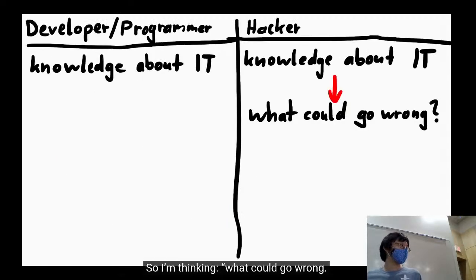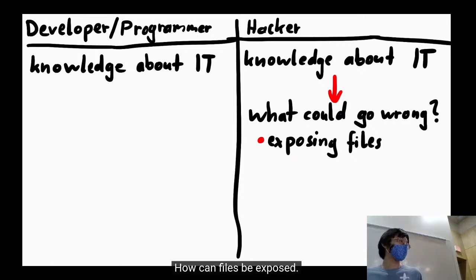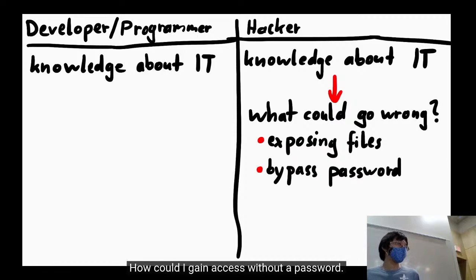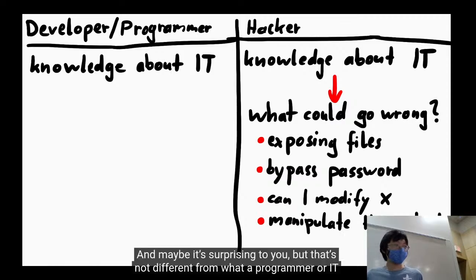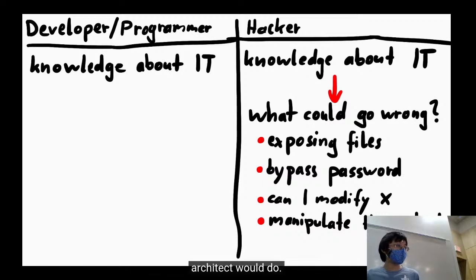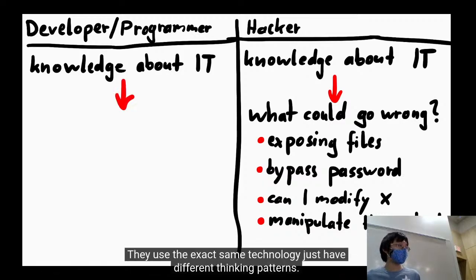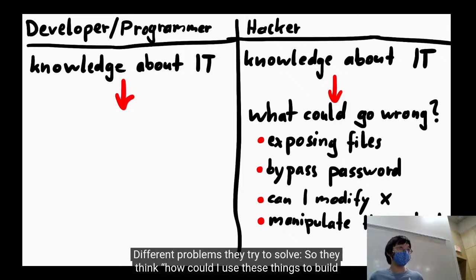So I'm thinking, what could go wrong? How can files be exposed? How could I gain access without a password? How could I modify something that shouldn't be modifiable? How can I manipulate the output, and so forth? And maybe it's surprising to you, but that's not different from what a programmer or IT architect would do. They use the exact same technology, just have different thinking patterns, different problems they try to solve.